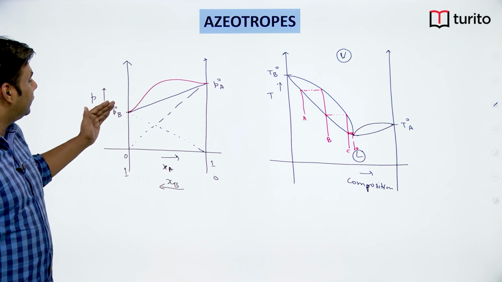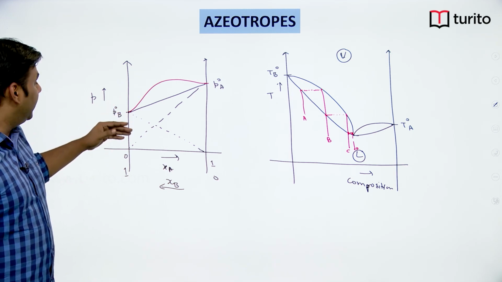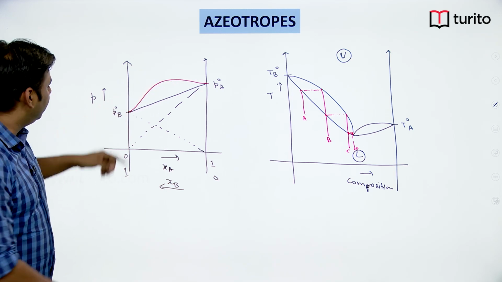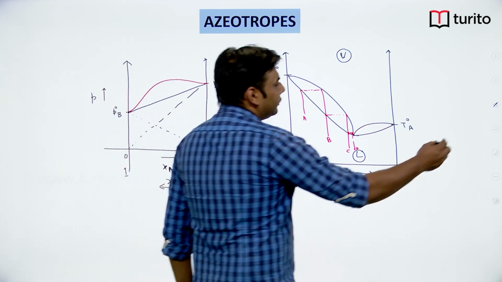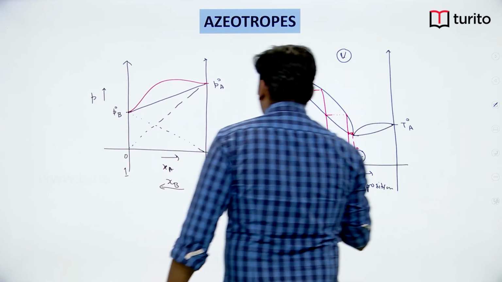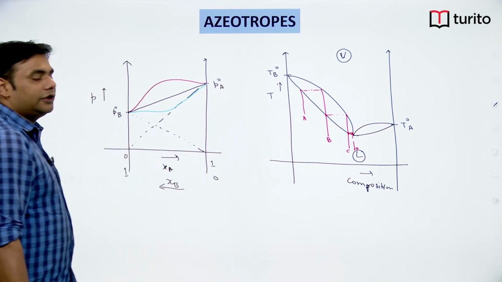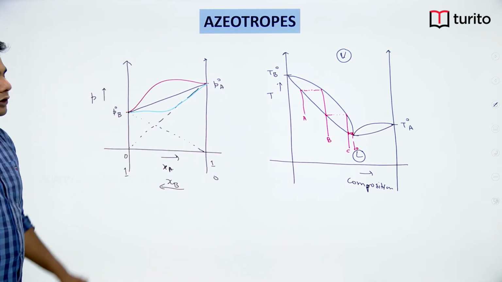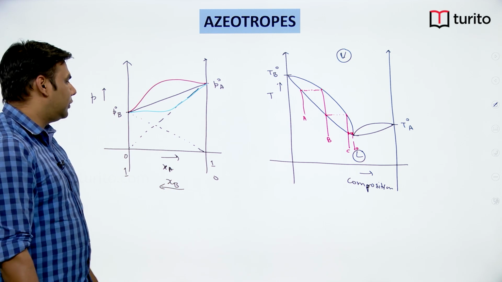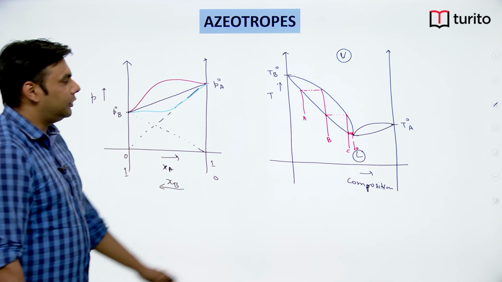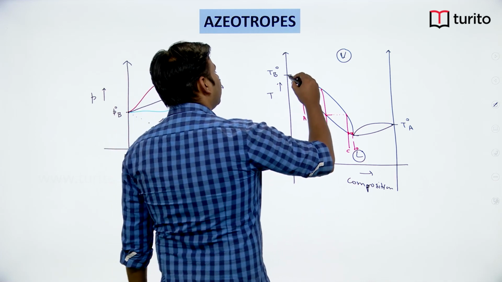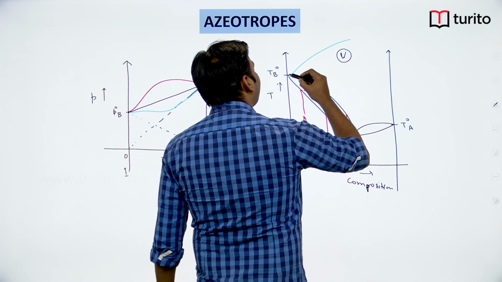For the negative deviation solution, we knew that there would be a minima in the pressure graph, so the graph would look something like this. Let me draw it with a blue pen so that you are able to understand it. So this would be for the negative deviation. The total pressure is always less than the pressure predicted by Raoult's law. Because there is a pressure minima, there would be a temperature maxima. So the graph would be something like this.